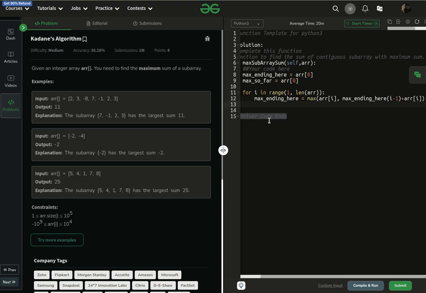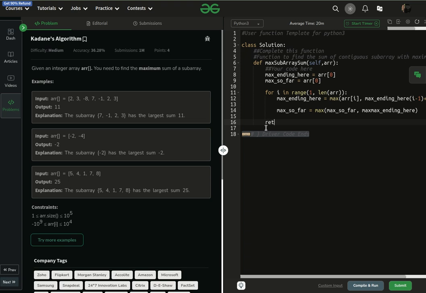Then we have to find the maximum so far also. Maximum so far, then again max so far, because every time we are updating it, right? And max. So every time we are updating it, then we will just return our maximum so far.